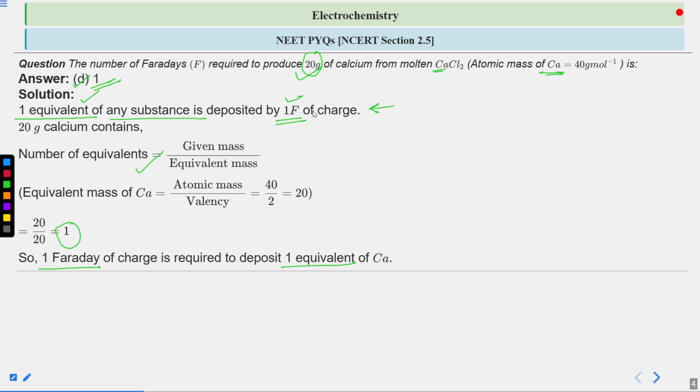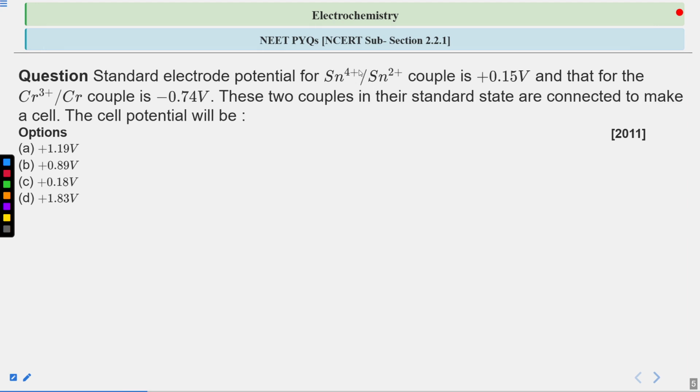Coming to the slide, let's move to our next question. This is a NEET PYQ question, and this is covering the NCERT subsection 2.2.1 in the chapter Electrochemistry.